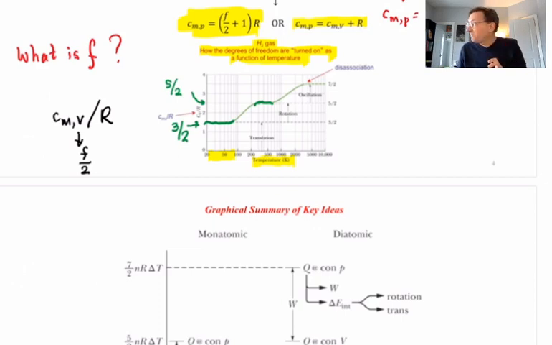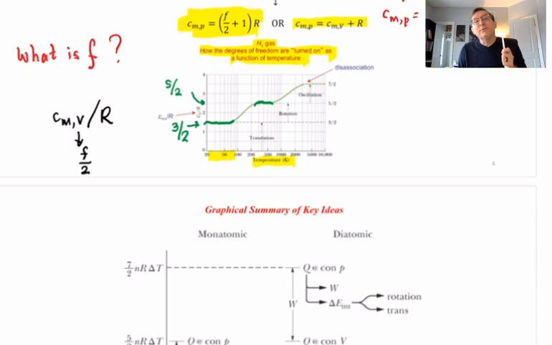Experiments tell you this. And the reason the rotation doesn't occur at low temperatures is because of quantum mechanics. And in quantum mechanics, the rotation, when you study that, you discover there's a minimum energy possible. And if you don't have enough energy to be at that minimum, you can't have any rotation at all. But as the temperature gets high enough, then there's enough energy to have rotation as well. But you always have translation.